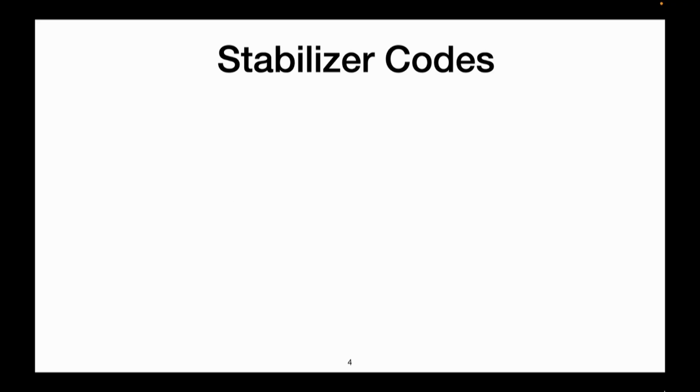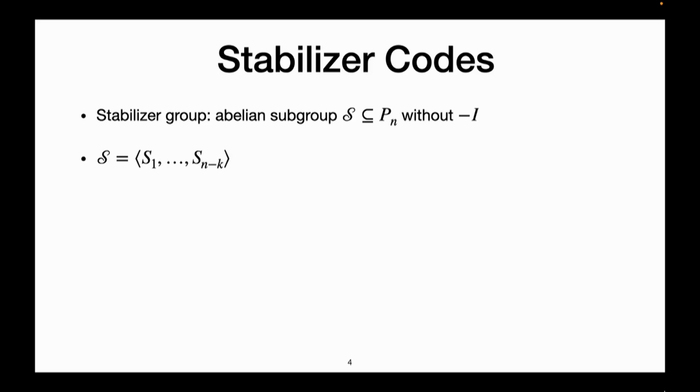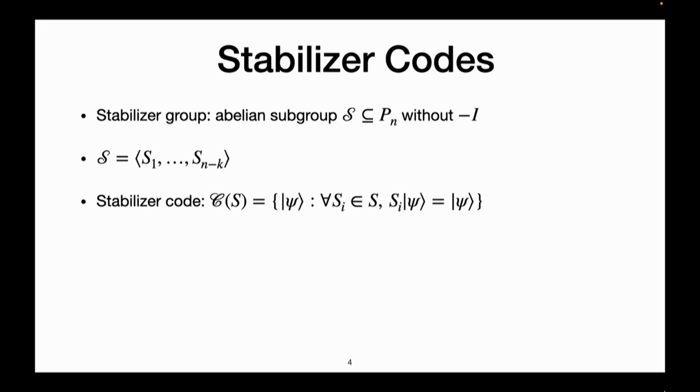A specific class of quantum codes that we study are called stabilizer codes. Stabilizer codes are defined by a stabilizer group, which is an abelian subgroup of the n-qubit Pauli group that does not contain the negative identity. Each stabilizer group is generated by a set of independent generators. The stabilizer code is then the set of all quantum states that remain invariant under the action of the generators.